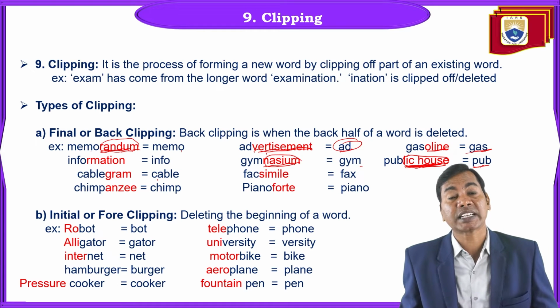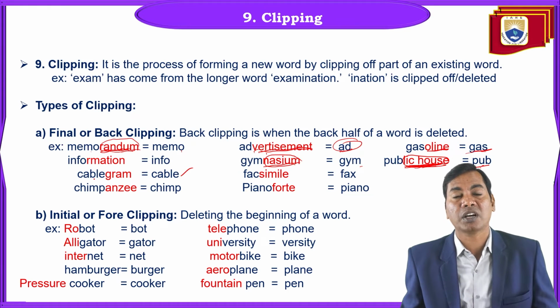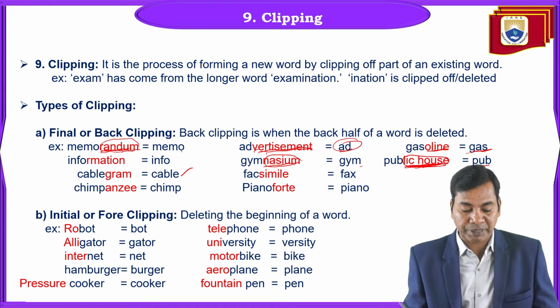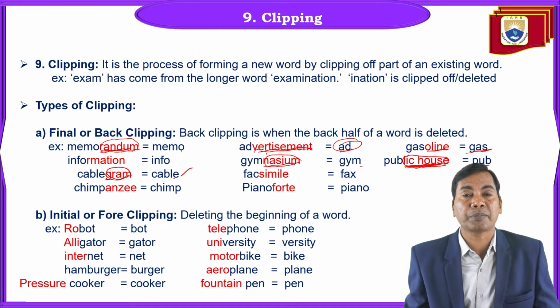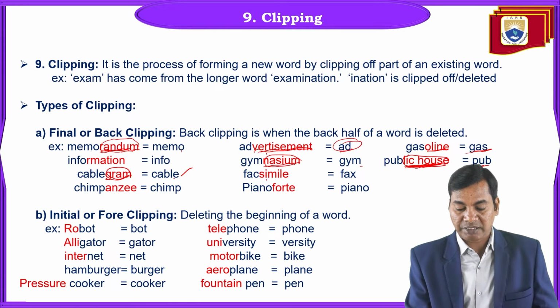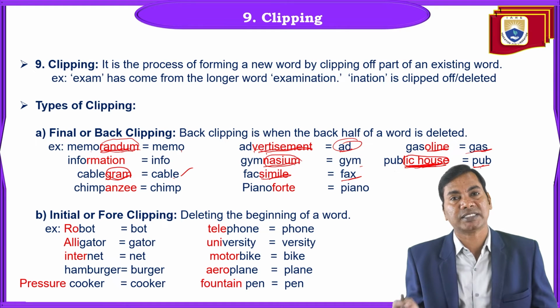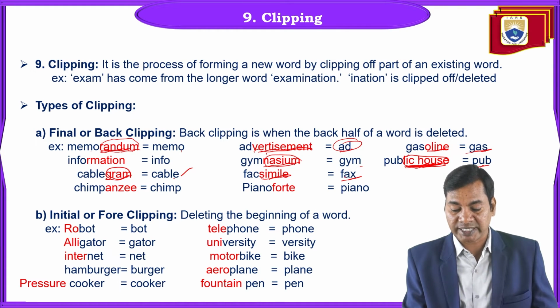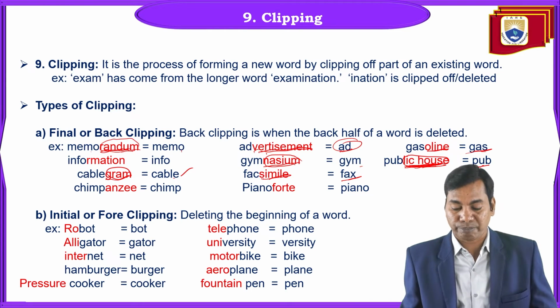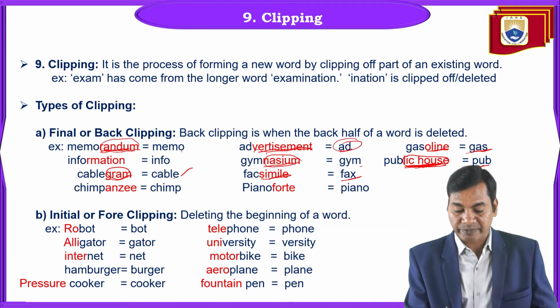Cablegram. If I say cablegram, you immediately ask me what is that. But the moment I say cable, you're pretty comfortable and you can easily understand that. The full word for that is cablegram. So from that, by using back clipping, I got cable. I removed gram. I clipped off gram. And facsimile. If I say facsimile, very few people know that. But the moment I say fax, you will get the image into your mind. So how did I get the word fax? I get this word by using the process of back clipping or final clipping.